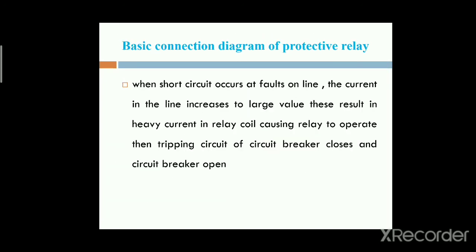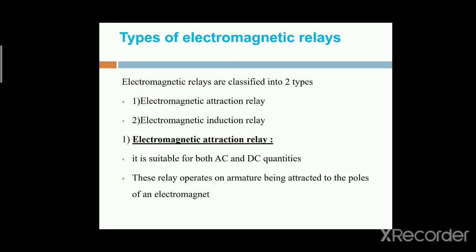If any short circuit or fault current occurs on the line, the current in the line increases to a large value. This results in heavy currents in the relay coil, which causes the relay to operate. Then the tripping circuit of the circuit breaker closes and the circuit breaker opens. That is the basic circuit connection diagram for the relay.